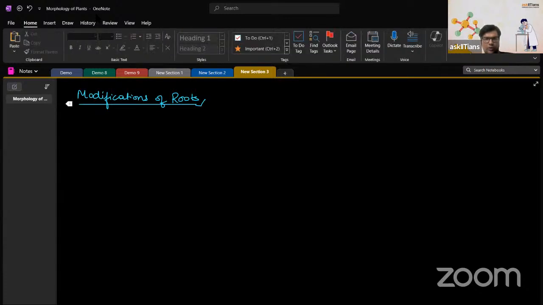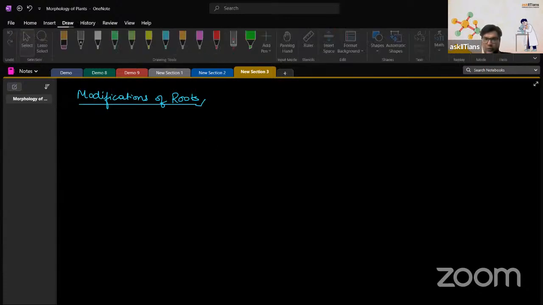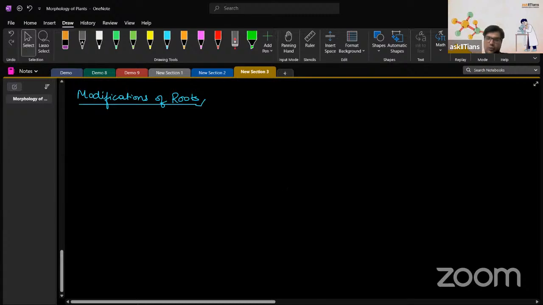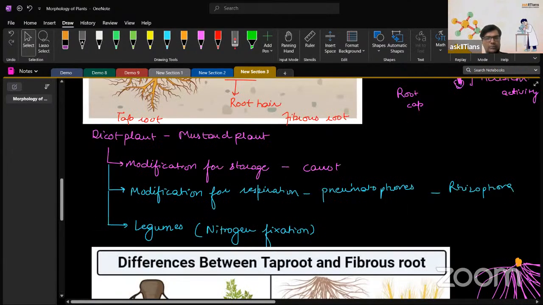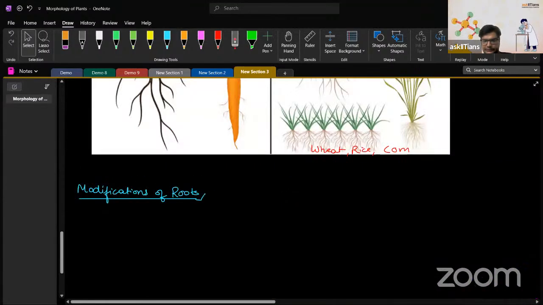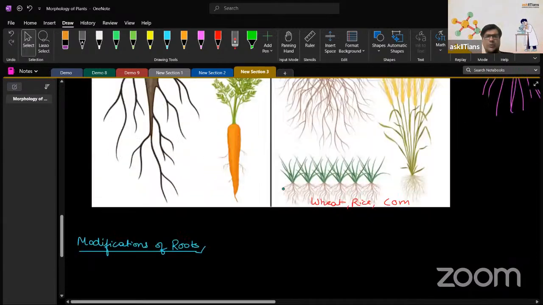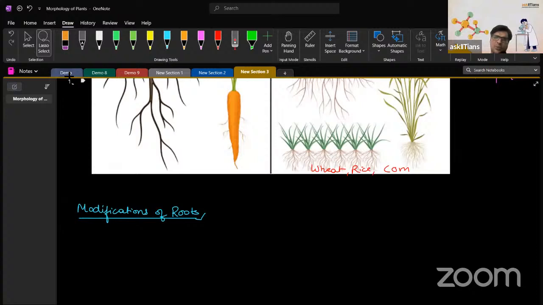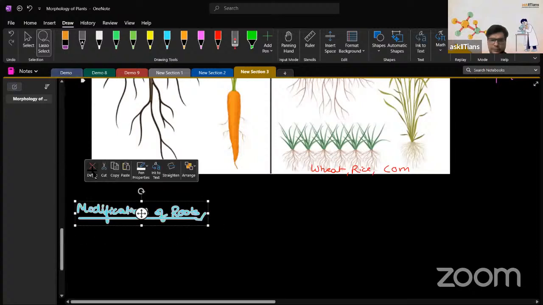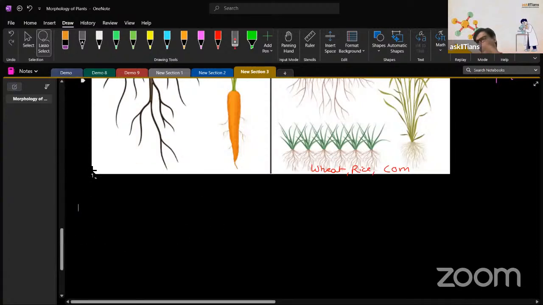Actually, we should first do the stem, because then we can move to the modifications in the same way, right? Okay, let's first do the stem. Then we're going to do the modifications later. We're going to do the modifications of stem and root in the same way, right?